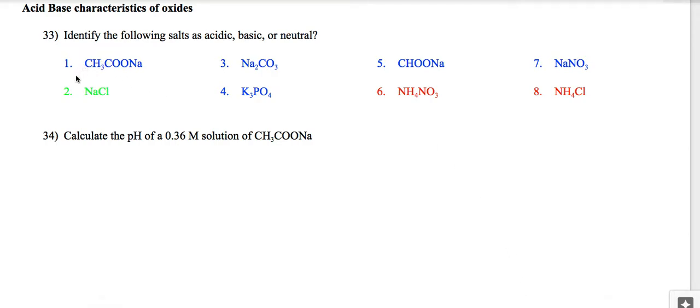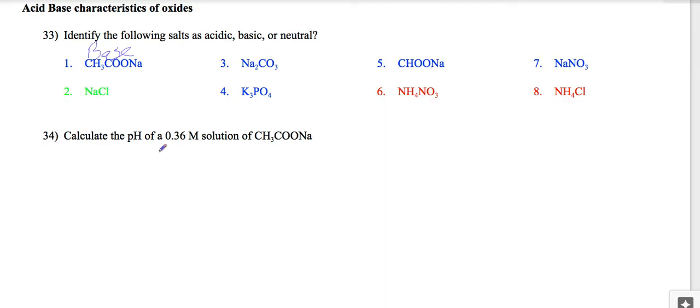First one. This one is going to be a base. Blue is base. I used red. So the blue is going to be our base. Green is neutral and the red is acidic. We'll start with the base first, and here is why.